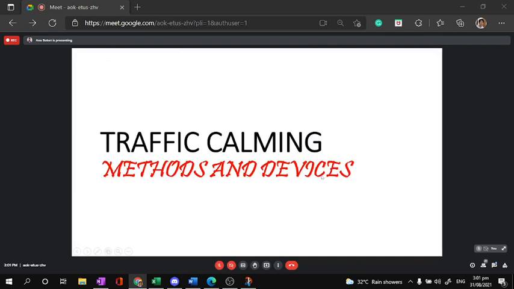Okay. So then we go to traffic calming methods and devices. Vehicles speed on the road, so the concern is safety. From the words traffic calming, it will slow down traffic.